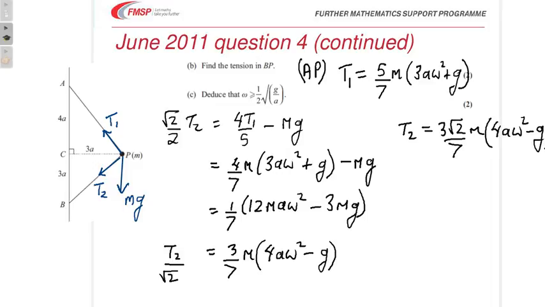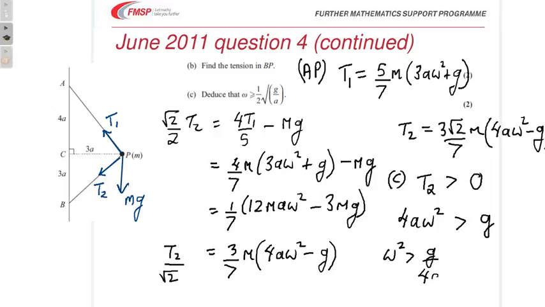Now the string that risks going slack is the string BP, the lower string. So we know that BP has got tension in it. So we know that, for part C, I've just got room to fit it in because it's only short, T2 is greater than 0. So looking at T2, that means 4a omega squared is greater than g. That bracket must be positive, which gives you omega squared is greater than g over 4a, which tells you omega is greater than 1 over 2.